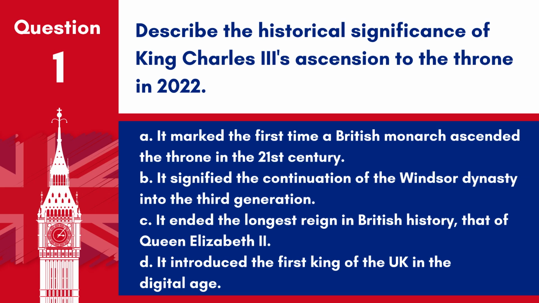Question 1. Describe the historical significance of King Charles III's ascension to the throne in 2022. A. It marked the first time a British monarch ascended the throne in the 21st century. B. It signified the continuation of the Windsor dynasty into the third generation.